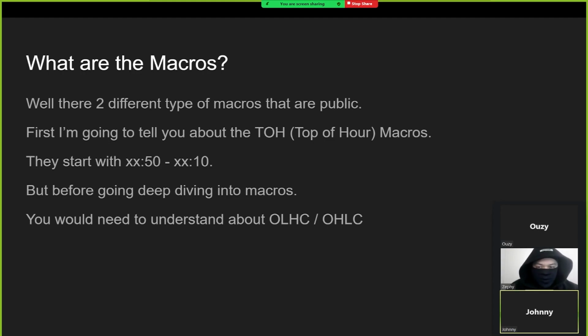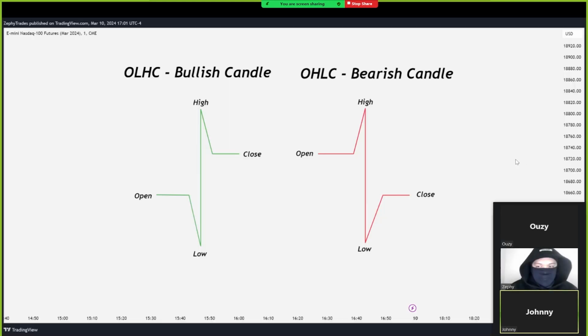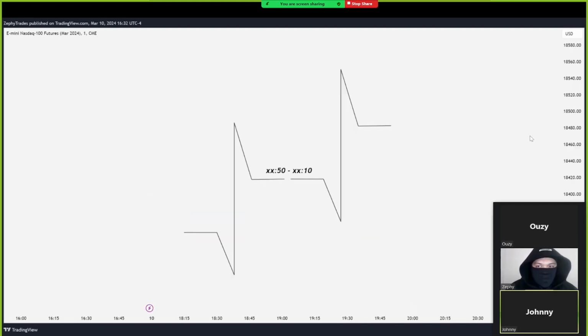But before going deep dive into the macros, I will need you to understand open low high close and open high low close and what they mean, you know. So here, open low high close is a bullish candle. We have open, low, high, and then close. And then a bearish candle is open, high, low, and then close. Right? So from here, you can expect a macro in between them.